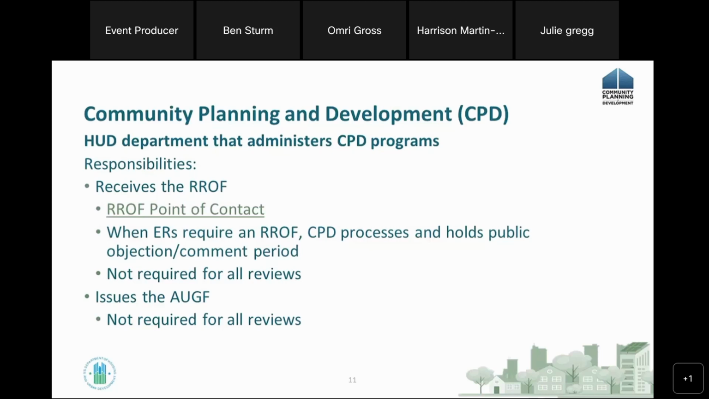But these are the roles that the community planning and development staff play. When applicable, they receive the request for release of funds, they process it, and they issue the authorization to use grant funds. Next slide, please.